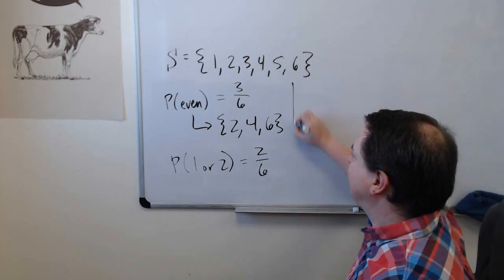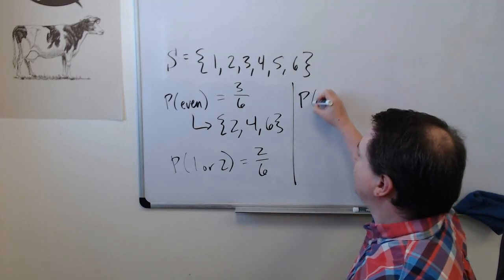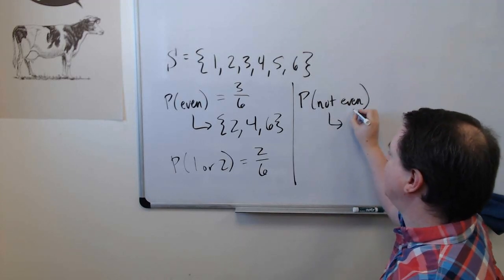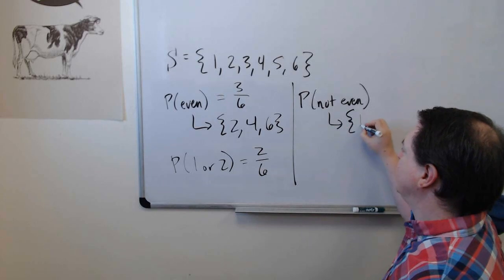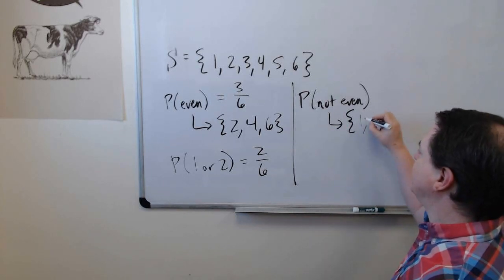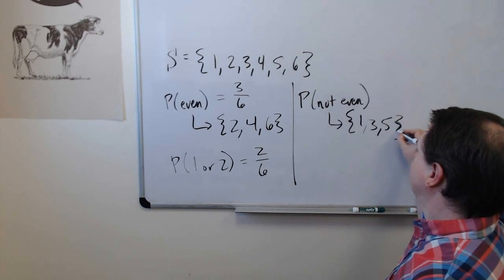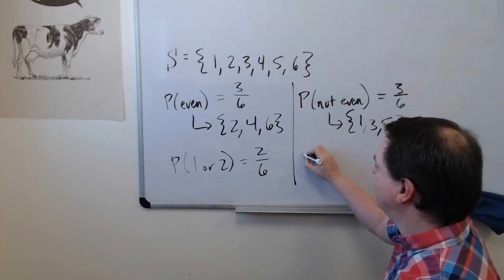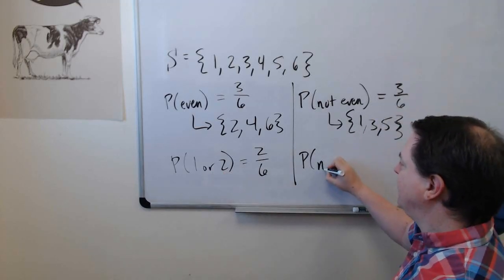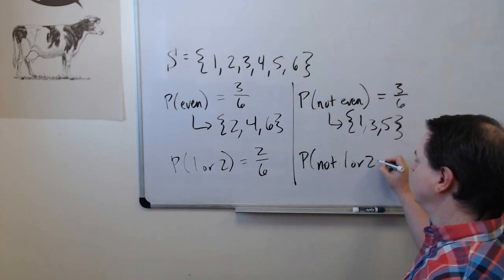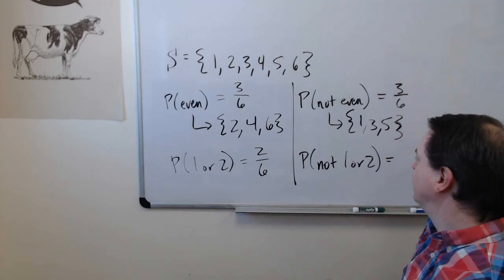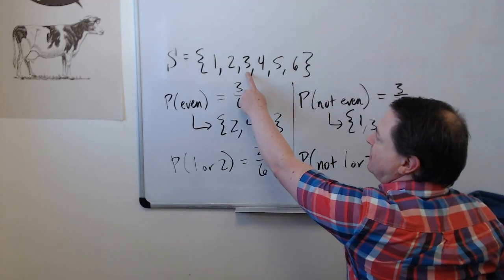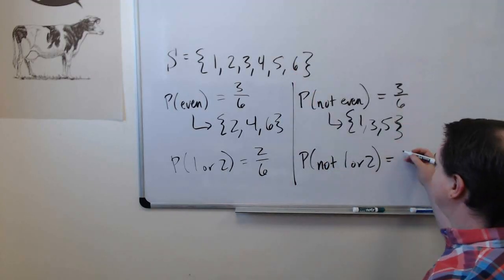Okay, now let's look at the complements. So the probability that it's not even, okay, so if I look at that, what things are not even? Well, as I go through these, 1 is not even, 3 is not even, 5 is not even. So there's 3 things that are not even out of 6, and just simply not 1 or 2. Okay, so neither 1 nor 2. Okay, well, how many of these are not 1 or 2? Well, it looks like 1, 2, 3, there's 4 things that are not 1 or 2.